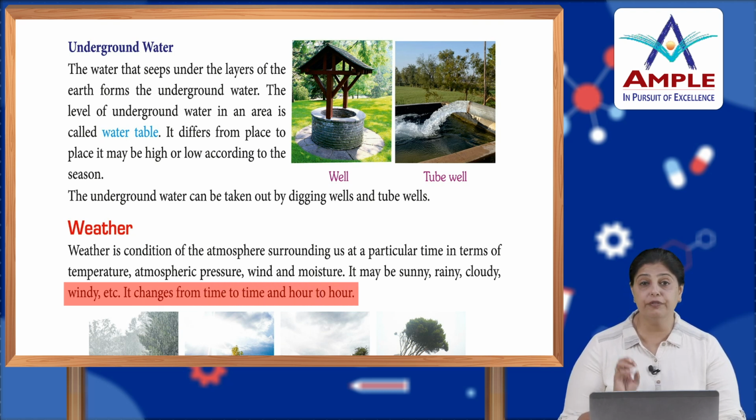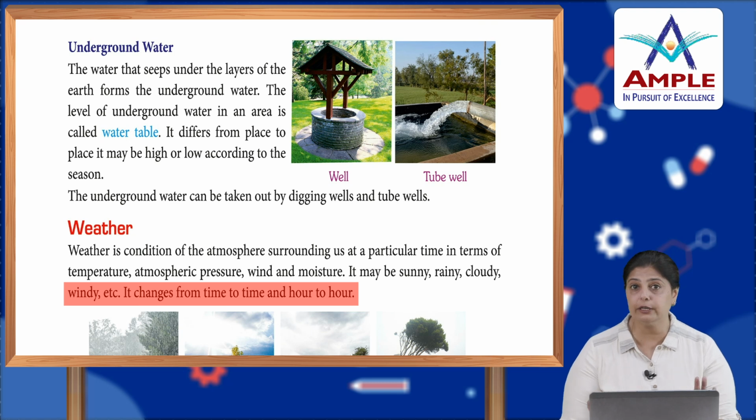So, weather means the condition of the atmosphere, the condition of the air surrounding us at a particular time in terms of temperature, atmospheric pressure, wind and moisture is known as weather. It can be sunny sometimes, it can be rainy sometimes, it can be cloudy, windy, it keeps on changing not only on a day-to-day basis, but also on minute-to-minute or hour-to-hour basis.